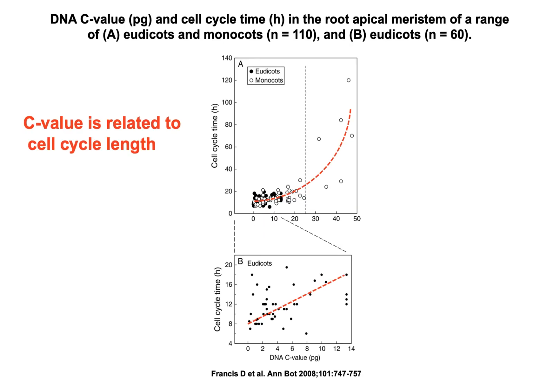As you might expect, the amount of DNA in a cell determines to some extent the length of time spent in the cell cycle, especially in the synthesis, the S phase of the cell cycle. And this shows that in plants, you can see there's pretty much a linear relationship between time spent in the cell cycle and the amount of DNA per genome. And this goes up both for eudicots and monocots, and so it's pretty well been established.